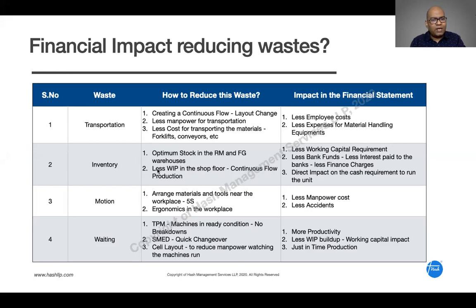And the second one, inventory, optimum stock in the raw material and FG area, and less WIP in the shop floor. How it will impact the financial statement? It will impact in less working capital requirement. Working capital means the money which is required to run the plant on a month-on-month basis, right? So that money will come down. That money requirement will come down because I don't have WIP in the shop floor, which means I don't have to get a lot of loans from the banks to run the plant.